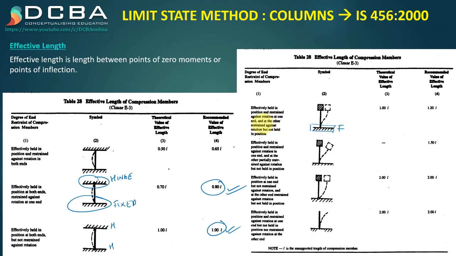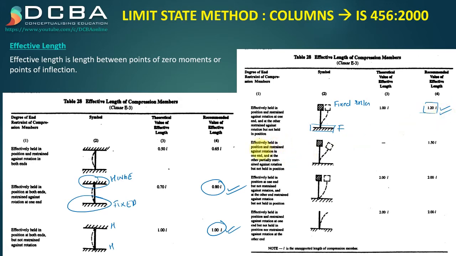Next, what it is saying is, at the other end restrained against rotation but not held in position. So this point can move now but it cannot rotate. So this is kind of a fixed roller, we can say. This type of support is called a fixed roller because it does not allow rotation to happen, but it can move in a translational manner, like how a roller can move in a translational manner. In such a case, the theoretical effective length is 1 times L, but the recommended value is 1.2 times L.